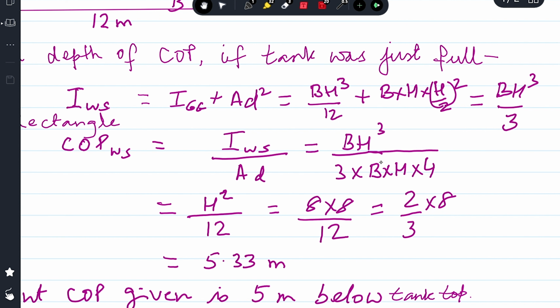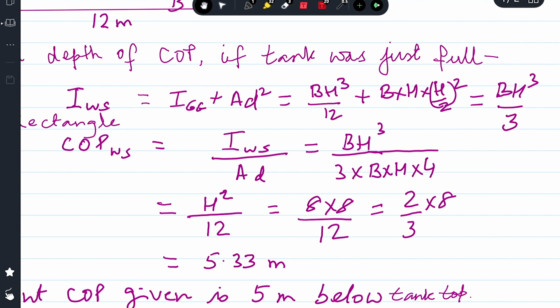D is the distance between the centroid and the water surface. So the moment of inertia about the water surface, we have just found, is bh cube upon 3. Area is b into h, breadth into height of the rectangle, and d is the distance between the centroid and the water surface. That is halfway, 4 meter. So if I simplify, h square upon 12, height is 8, 8 multiplied by 8 upon 12, and it gives 5.33 meter.